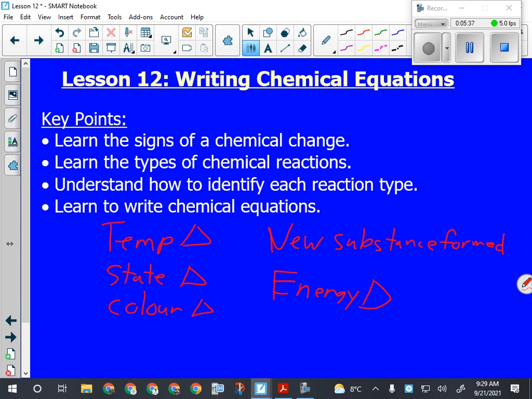I didn't form a new substance. I still have water. It just went from a liquid to a gas. Same as freezing water, where I went from a liquid to a solid. I didn't change it. It's still chemically water. It's only a physical change.